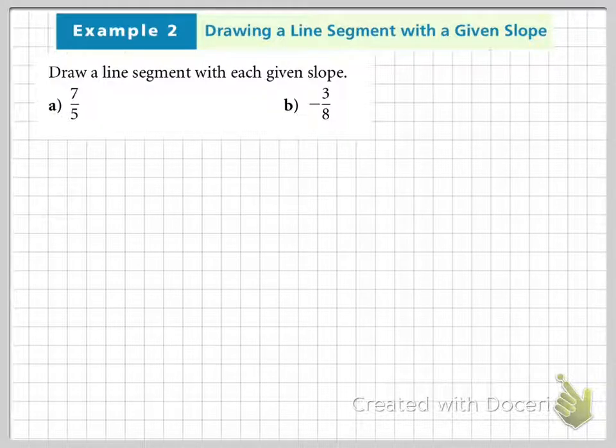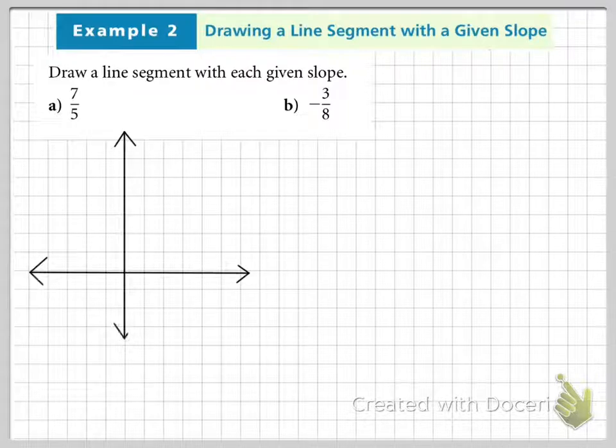In example 2, let's draw a line segment with these slopes. Well, if we drew a coordinate grid and we pick any point on the grid, here I pick the point negative 2, negative 2. Now we want to have a rise of 7. So we're going to count up 7 units. We're going to have a run of 5. So recall, 5 units across, draw another dot, and connect the 2 line segments.